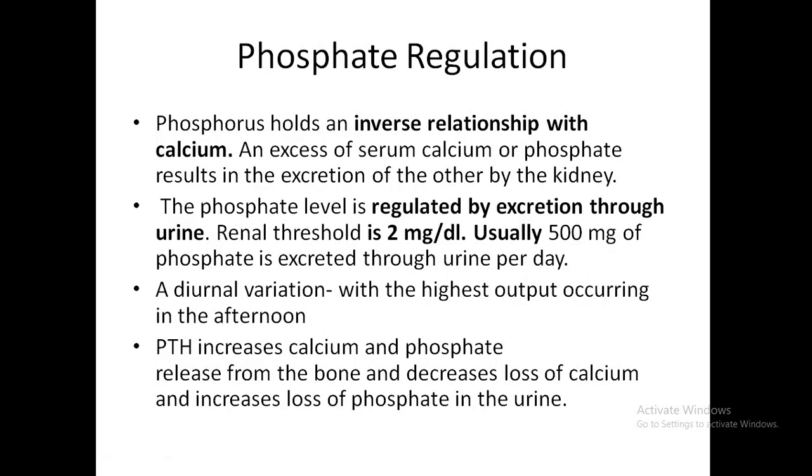And phosphate regulation, as I've told you before, in the case of calcium, it holds an inverse relationship with calcium. Excess of serum calcium or phosphate results in excretion of the other by kidney. The phosphate level is regulated by excretion through urine. The renal threshold is 2 mg per deciliter, and usually 500 mg of phosphate is excreted through urine per day. There is a diurnal variation with the highest output occurring in the afternoon.